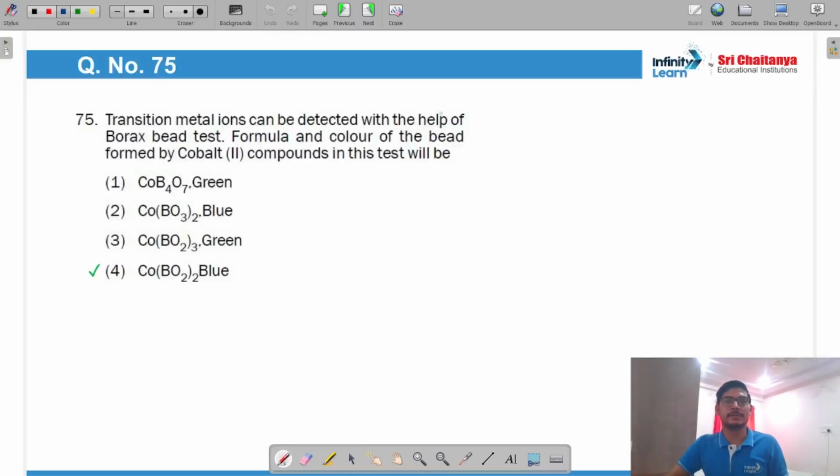Transition metal ions can be detected with the help of the borax bead test. Formula and color of the bead formed by cobalt. So the metaborate is a product. So all these 3 are eliminated. This is the correct answer. And the color of the cobalt borax bead is blue.